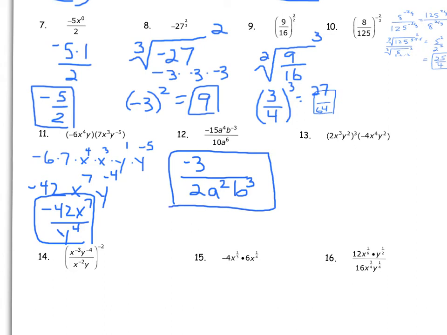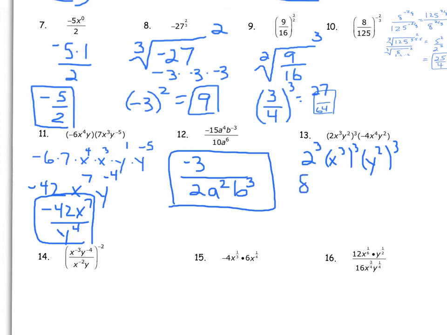Number 13, you've got to watch your order of ops here. We've got the first term is raised to a power. That power has to be taken before you can multiply by the second one. So we are going to do a power of a product here. The coefficient is going to get cubed. The x to the 3rd is going to get cubed, and the y squared is going to get cubed. We're doing all of that before we multiply by that second term. So the 2 to the 3rd is 8.